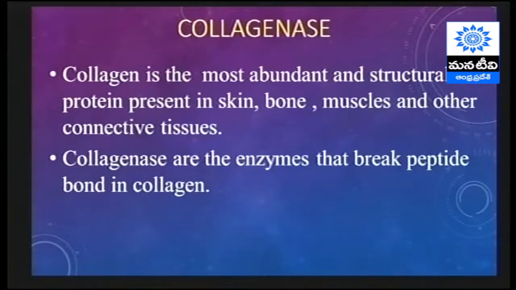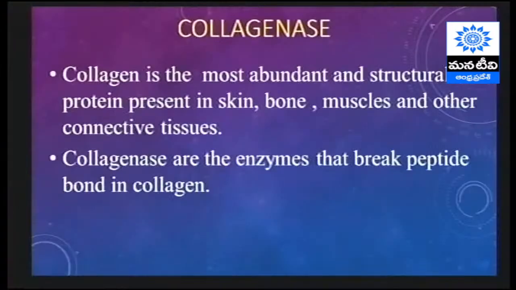Now let's move on to the next enzyme. The next enzyme is collagenase. What do you mean by collagen? Collagen is the most abundant protein known on the earth. This collagen protein is a structural protein present in the skin, bone, muscle and other connective tissues. Why are our bones very strong? Because we are supported with collagen as a protein. Now, collagenases are the enzymes that break the peptide bonds in collagen.